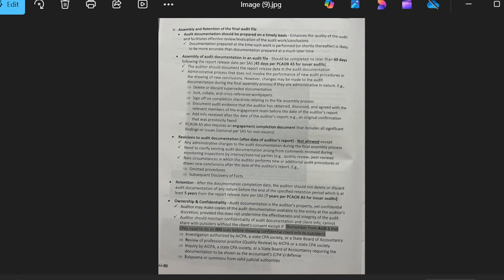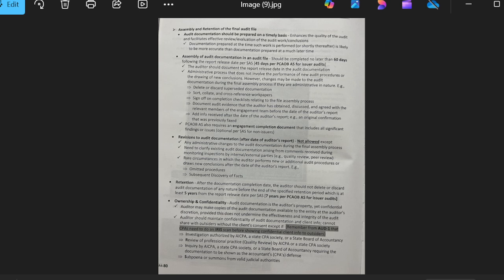Also, regarding the retention, after the documentation is completed, the auditor should not delete or discard the documentation of any nature before the end of the specified retention period, which is at least 5 years from the report release date for the SAS and 7 years as per the PCAOB AS for the issuers audit.